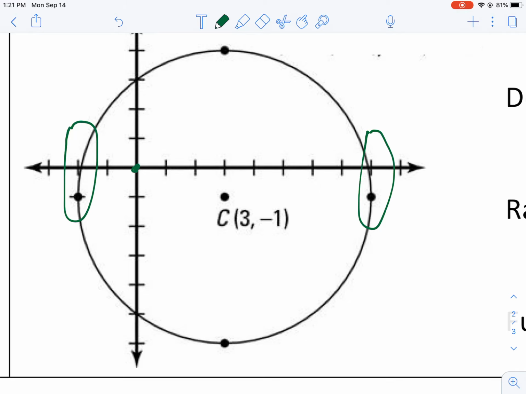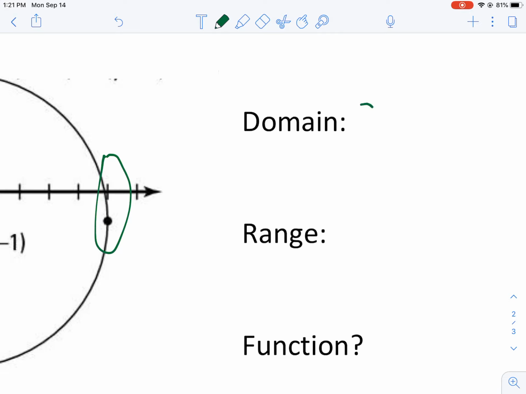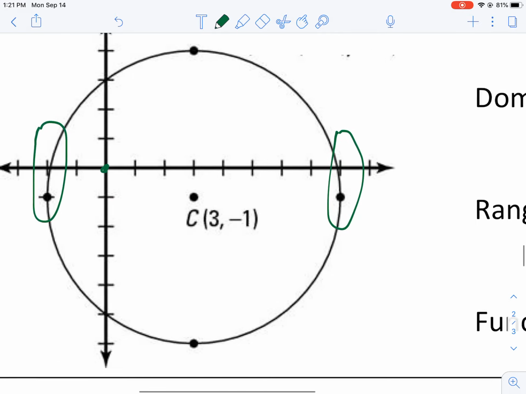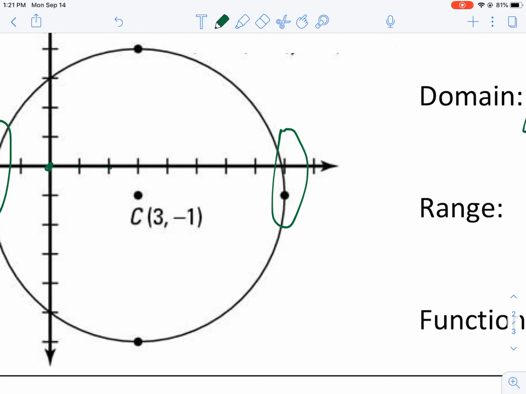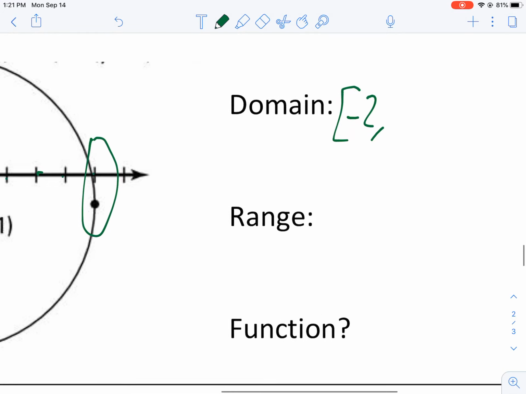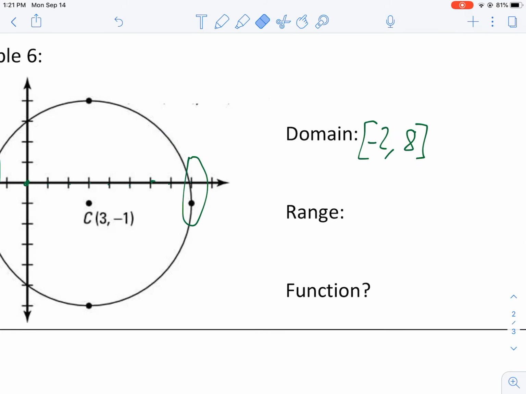This is our origin, that's 0, 0. So we've got -1, -2, all right? So again, we're going to use a bracket because we actually are touching -2, so we're going to include it. On the right side, we have 1, 2, 3, 4, 5, 6, 7, 8, all right? So our furthest most point on the right is at 8. So our domain for this circle is -2 to 8.